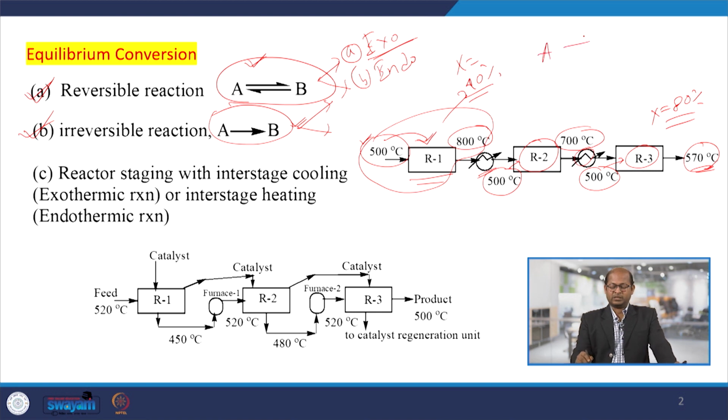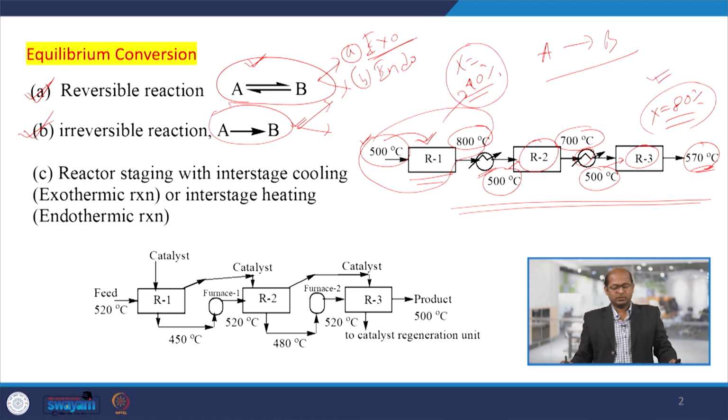So for the same exothermic reaction, if instead of using one reactor we put three reactors connected in series with two chillers or temperature-lowering systems, then we can achieve 80% conversion. This would be a much better way. This type of arrangement is called reactor staging with interstage cooling for exothermic reactions. If the reaction is endothermic, then interstage heating is required.